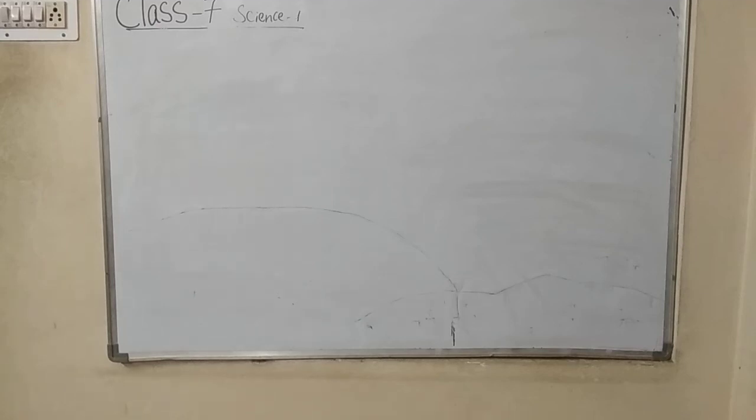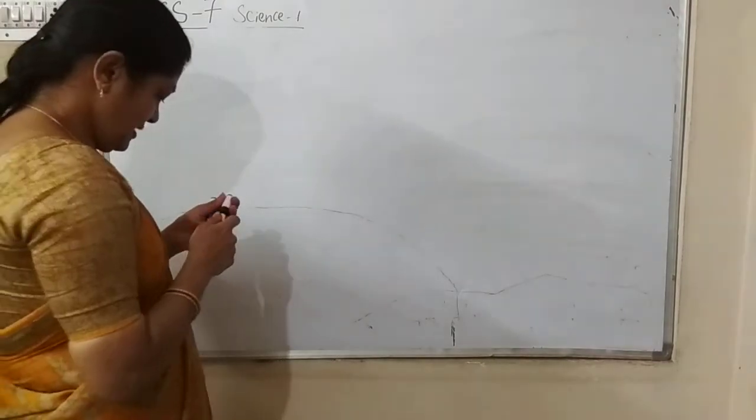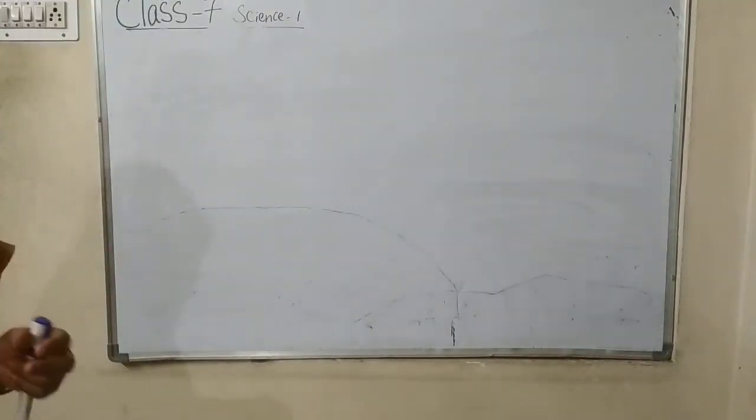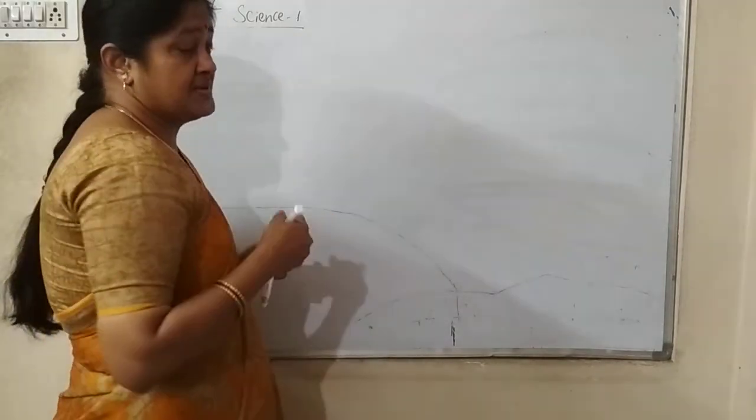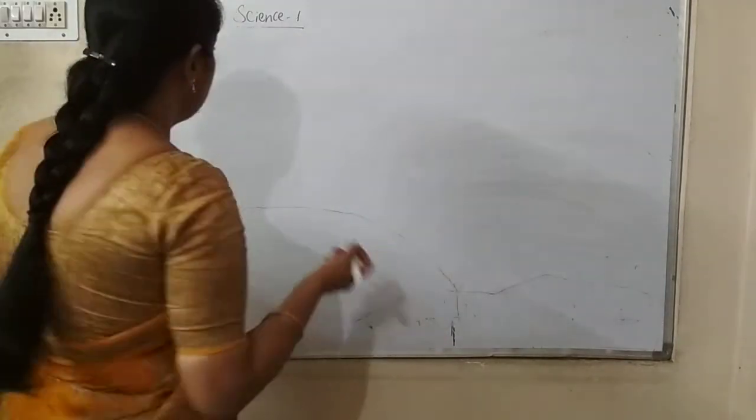Yeah, good morning, children. So let's start with the next class. Let's list out some things that we use in our day-to-day life, some things that we drink, some things that we eat.